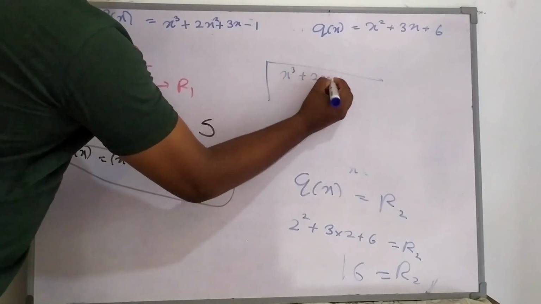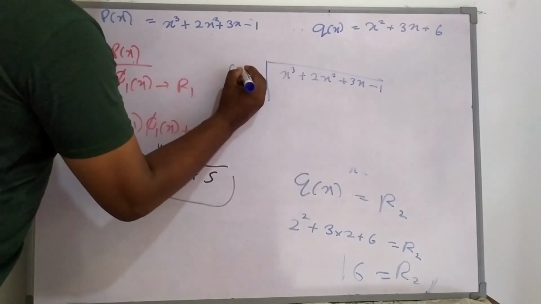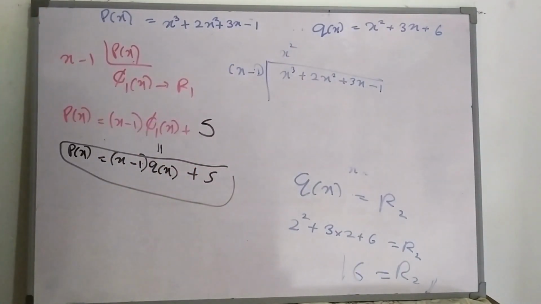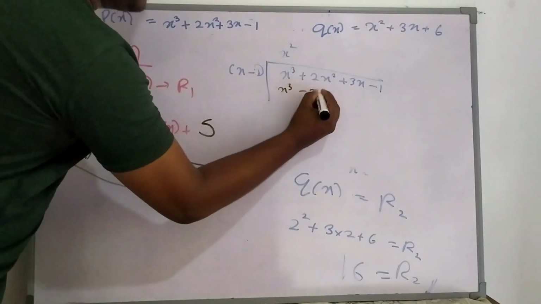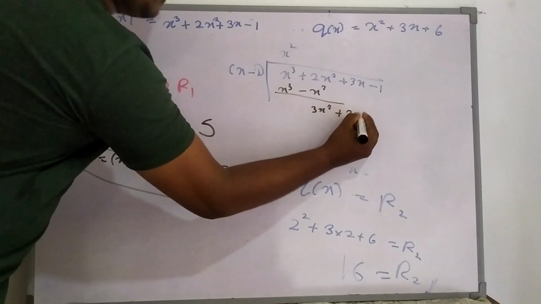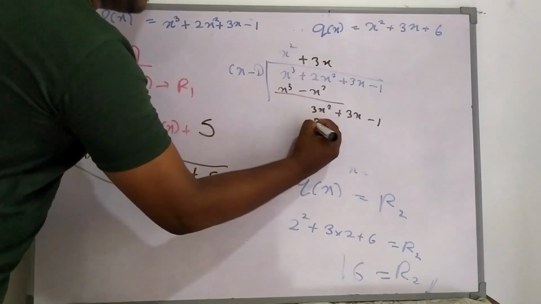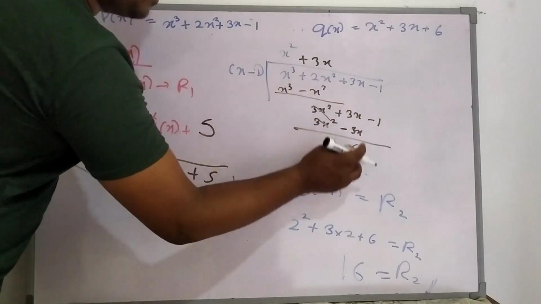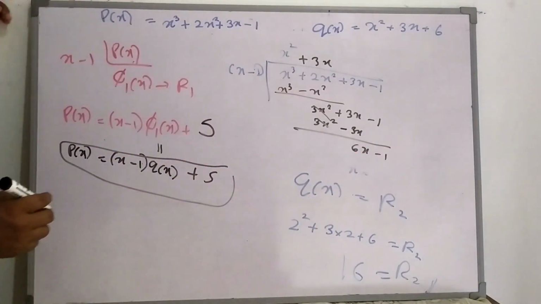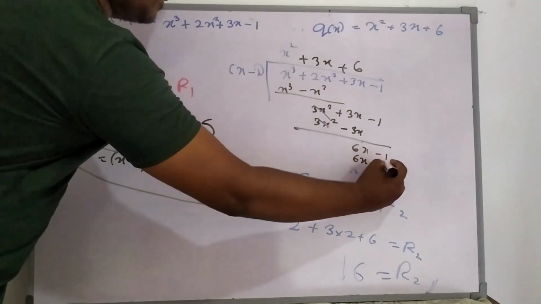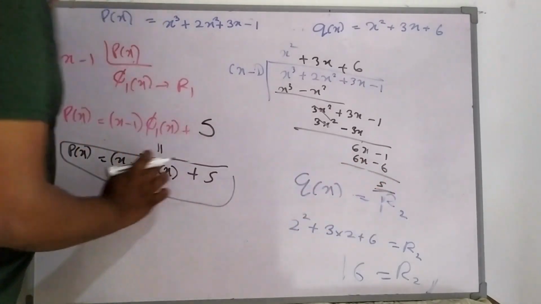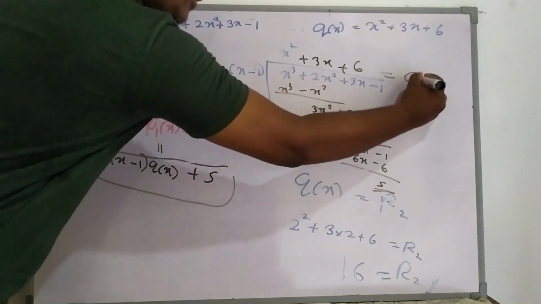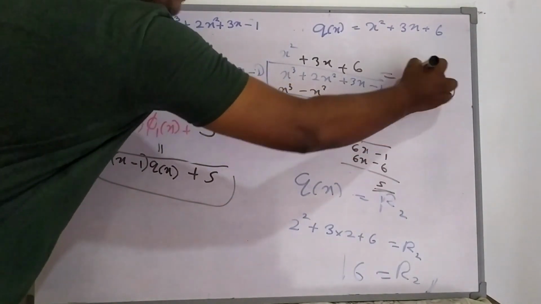x cubed plus 2x squared plus 3x minus 1, divided by x minus 1. You can put x squared, then x cubed minus x squared, then 3x squared plus 3x minus 1, and also I am putting 3x squared minus 3x, and 6x minus 1, and also I am putting 6x minus 6, so this is 5, right? So you can see the remainder also coming with this method, right? But this is our psi(x), no? Then psi(x) is directly equal to Q(x), right?